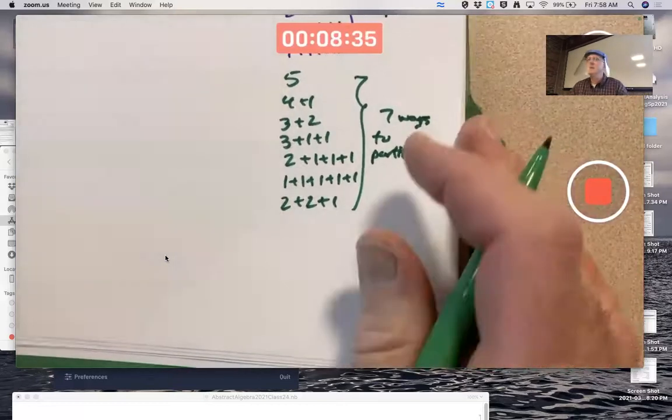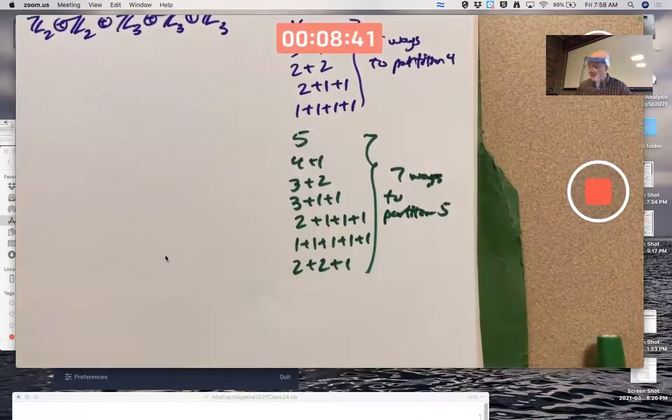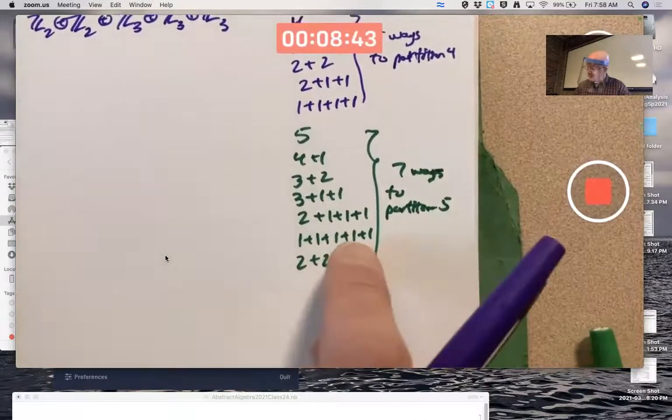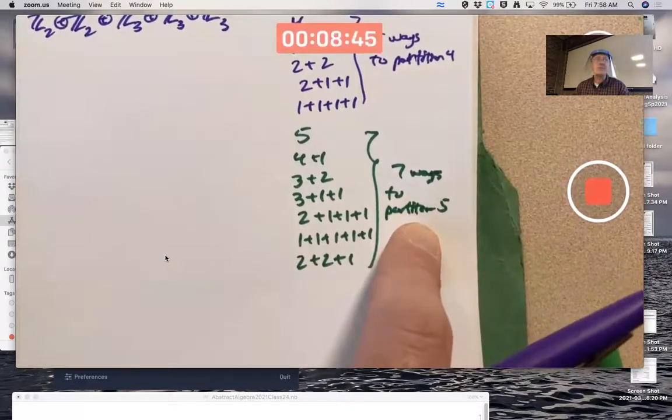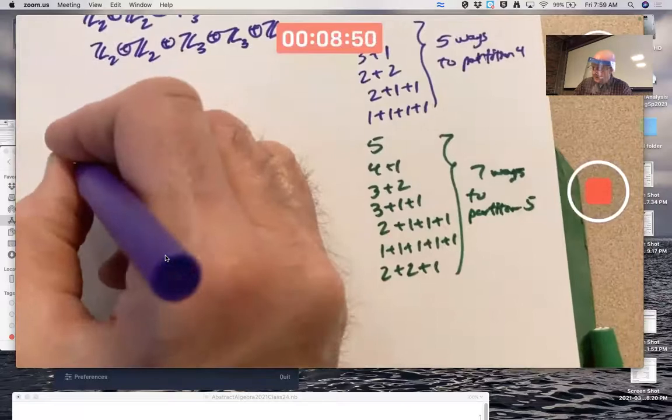Okay. And that would mean, for example, that if your group had order, say, 2 to the 5th, abelian groups of order 2 to the 5th.